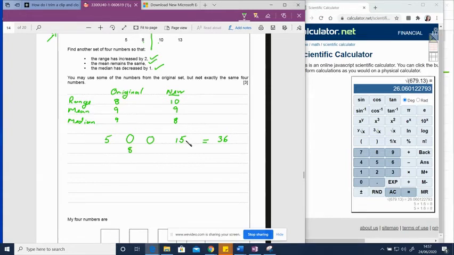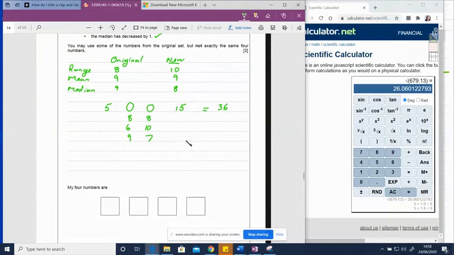Well, I could have 8 and 8. I couldn't have any number less than 5 because 5 has to be my smallest number in this range, and I couldn't have any number bigger than 15. But I could have 6 and 10. I could have 9 and... no, 9 and 7. So there are loads of different combinations, but I'm going to stick with 5, 8, 8, 15.